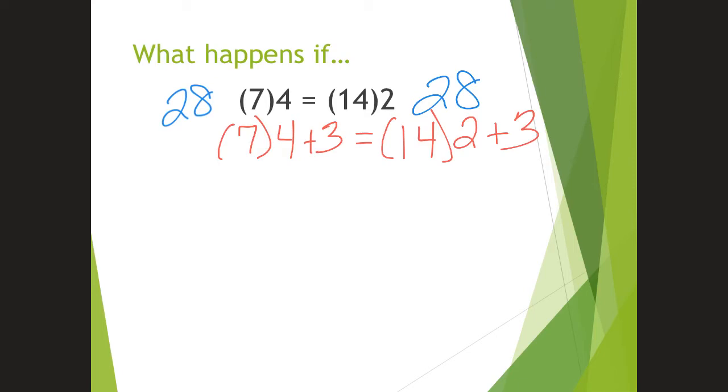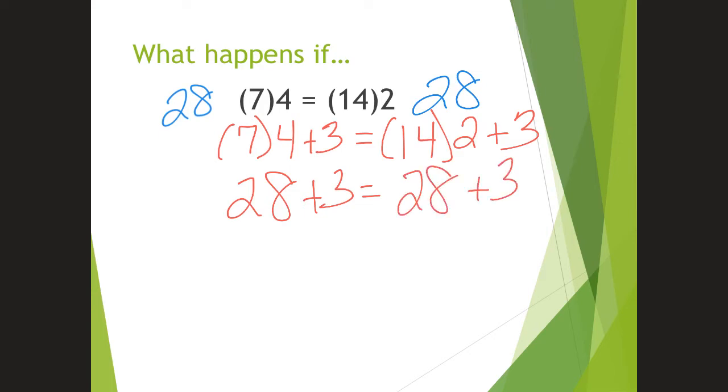Well, if we follow our order of operations, we're still going to do the multiplication first. So I've got 7 times 4 is 28, and that is going to bring down my plus 3. 14 times 2 is still 28. Bring down my plus 3 there. If I add 3 to the left side, I get 31. If I add 3 to the right side, I get 31. I'm still balanced.